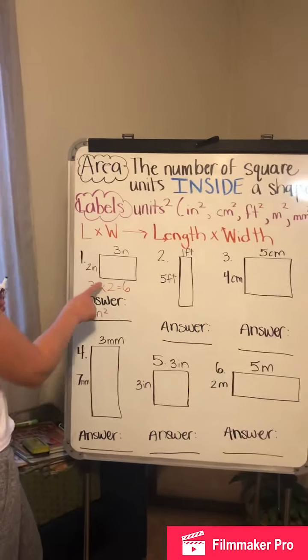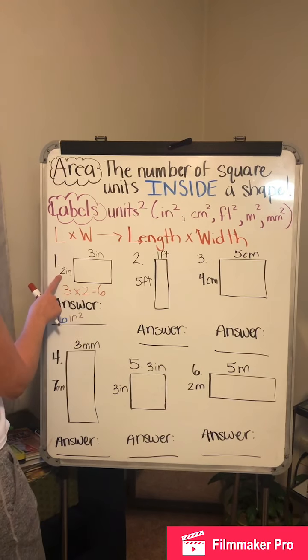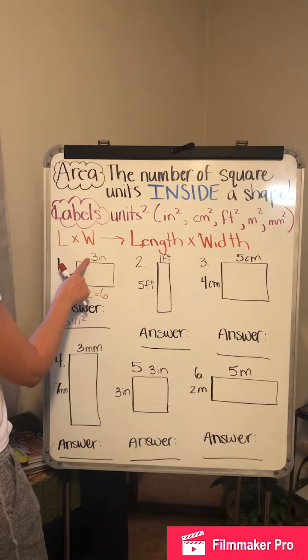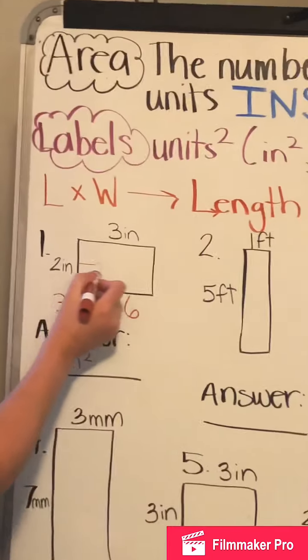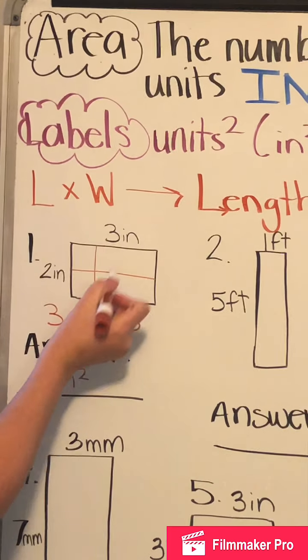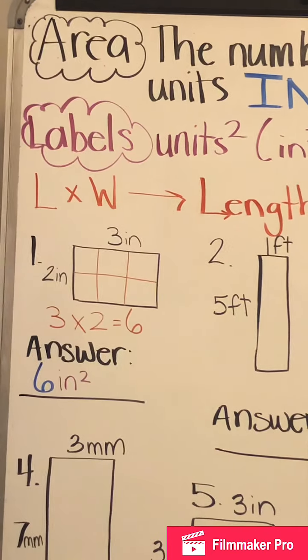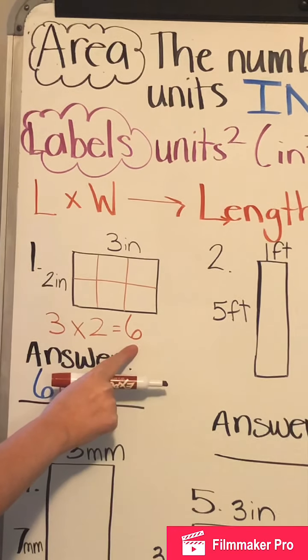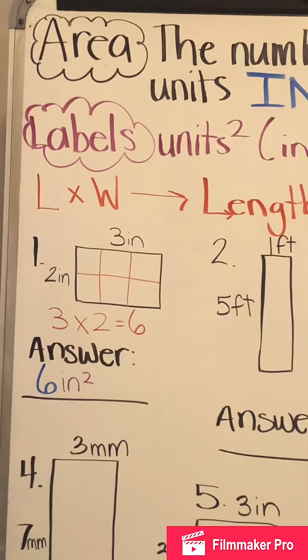Now I'm going to show you how I got 6. They're essentially telling us that there's 2 rows and 3 columns here, even though we can't see it, but I'm going to draw it in here. So 2 rows, 1, 2, and 3 columns, 1, 2, 3. If we had that, we can see how I got 6. 1, 2, 3, 4, 5, 6.